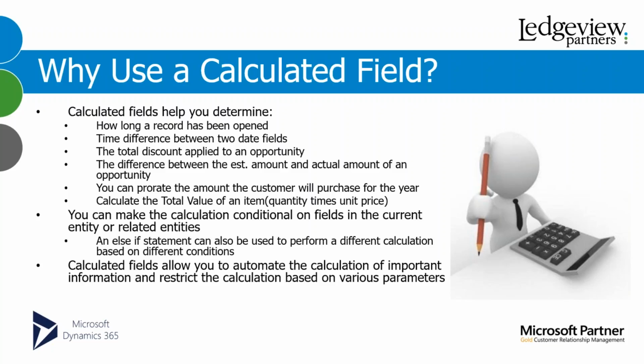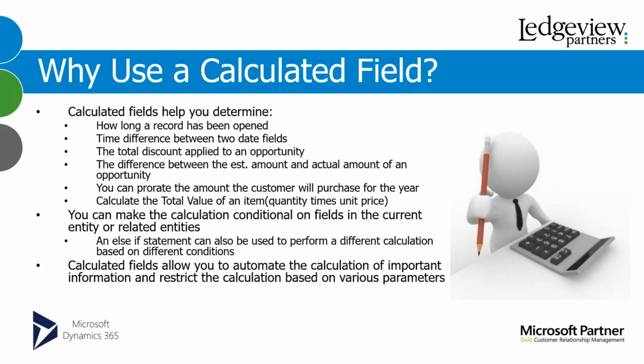You can also prorate the amount the customer will purchase for the year. This is kind of a two-stepper, and it would only work for businesses that have people purchasing on a month-by-month basis. But let's say they purchase in the middle of the year. If you have a field that shows how many months are left in the year, you can take the actual value times or divided by the amount of months left in the year. That will give you a prorated amount of how much the purchase will come in for the remainder of the year. Then you can also calculate the total value of an item, so the quantity times the unit price. As long as you have these fields set up in CRM, we can calculate a field for them.